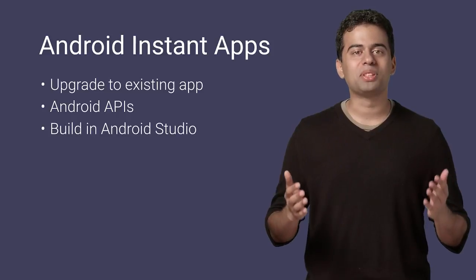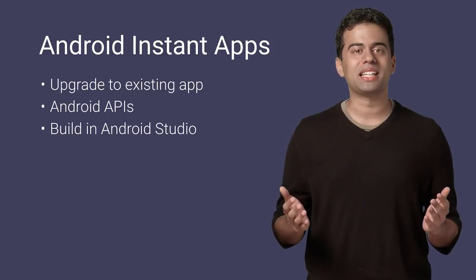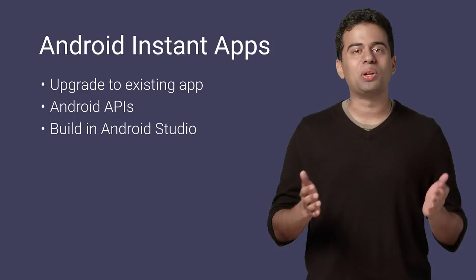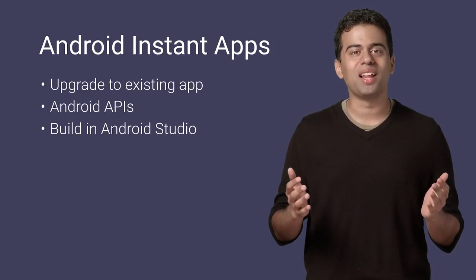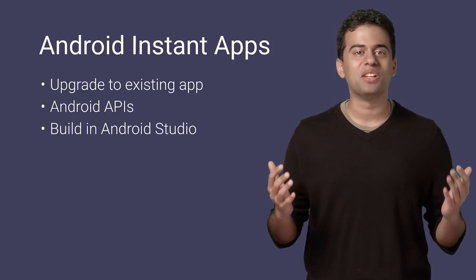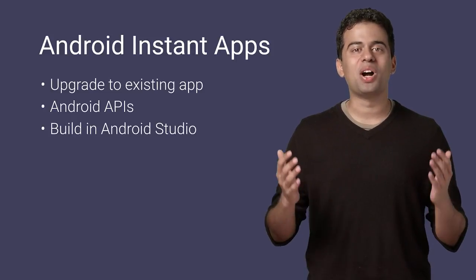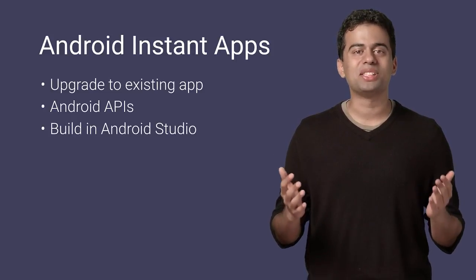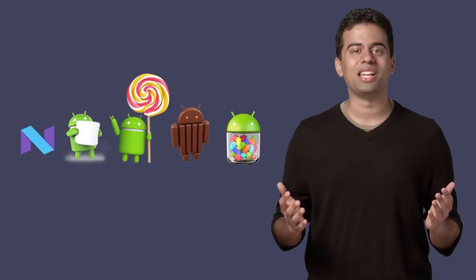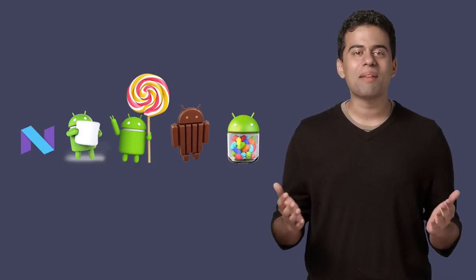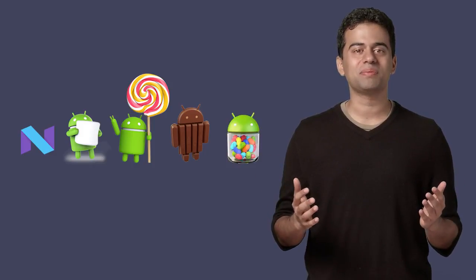You enable your app to run instantly by modularizing it. This allows Google Play to download only the parts that are needed on the fly to make the user experience feel fast and snappy. Most importantly, you as the developer are in full control of your app's user experience. Instant Apps is compatible with Android versions going all the way back to Jelly Bean, making your app a tap away for over 1 billion users.